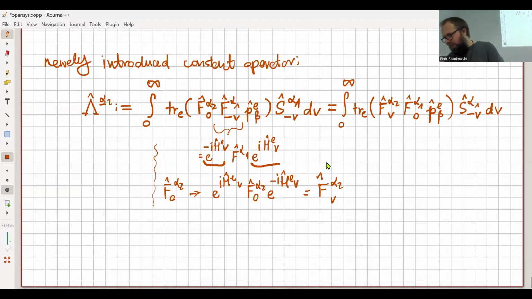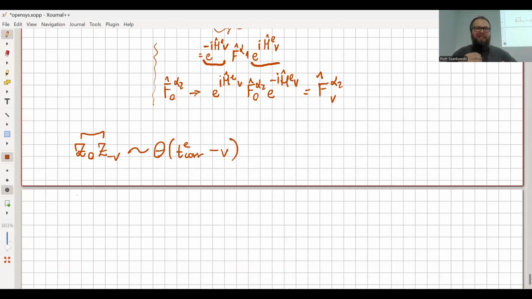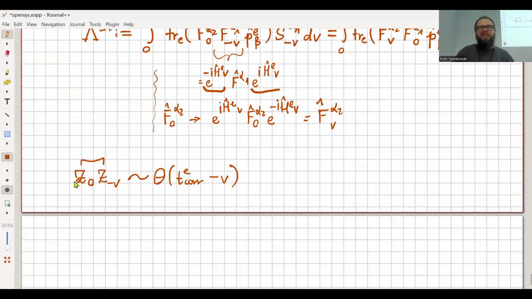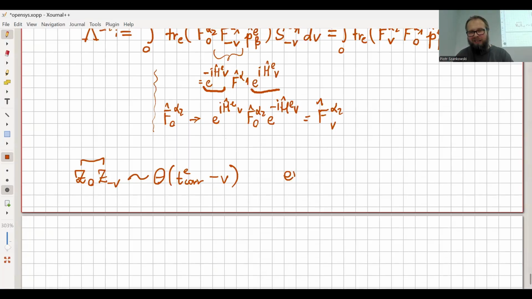Well, I have in the notes a little bit more detailed analysis, but what I will say here is that if you just say that my cumulant at 0 minus v roughly behaves like a theta of t_cor minus v, so it's just a hard cutoff when v is greater than the correlation time, and you plug it into those expressions here, you can estimate that the error due to Markov is of order lambda t_cor squared, which is much smaller than 1.